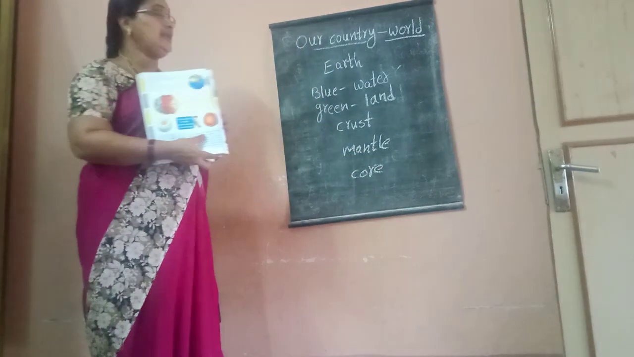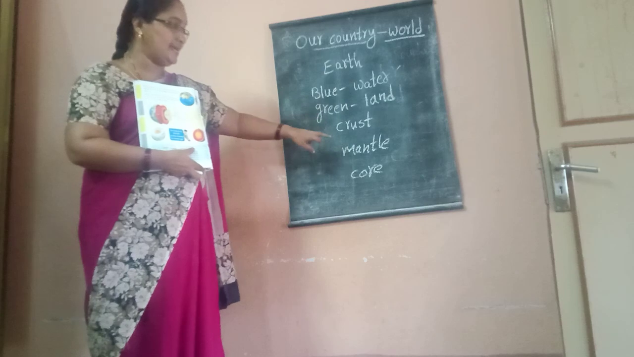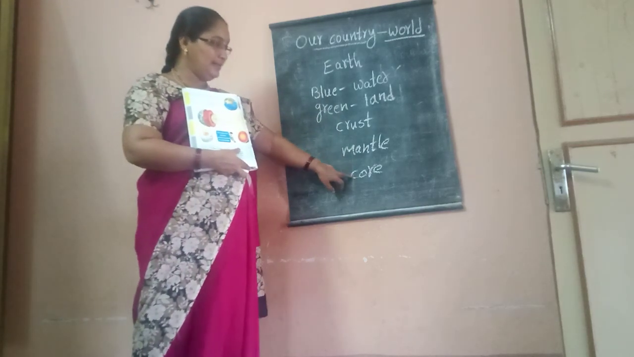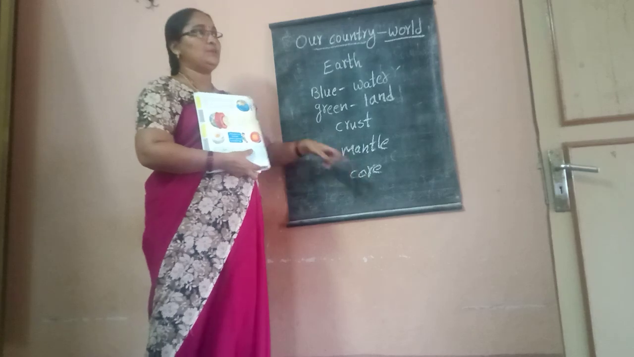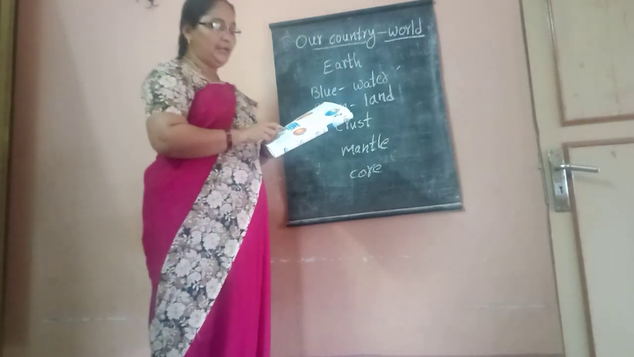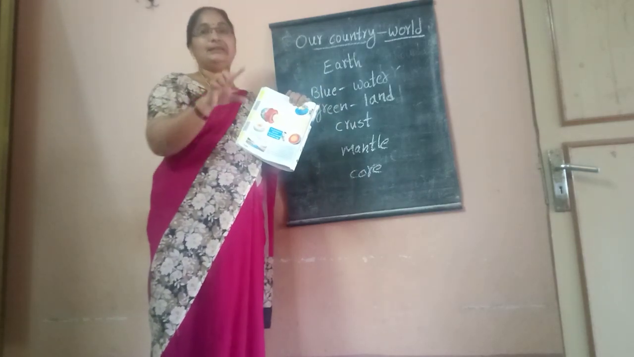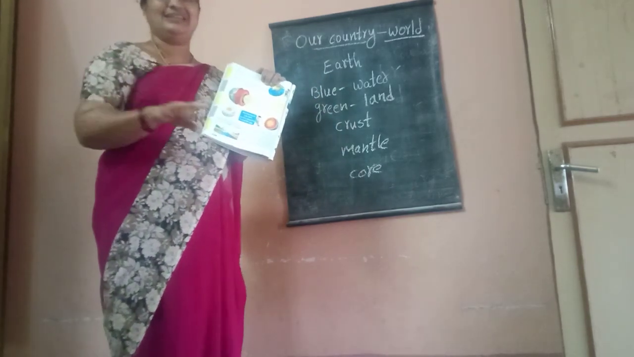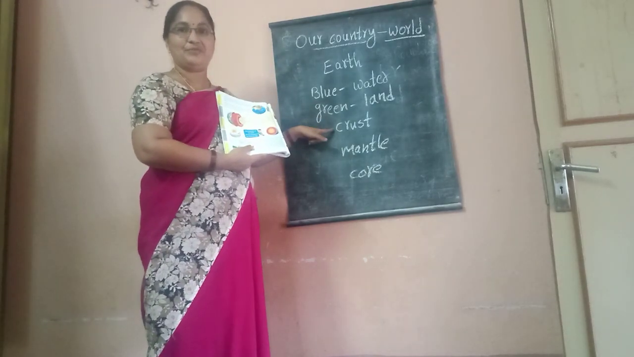There are 3 layers in the Earth. Crust is the outermost layer, the second layer is the mantle, and the third layer, the innermost layer, is the core. The structure of the Earth can be compared to a boiled egg. All of you know the boiled egg, no? The outermost part, the eggshell, is called the crust. It represents the model of our Earth.